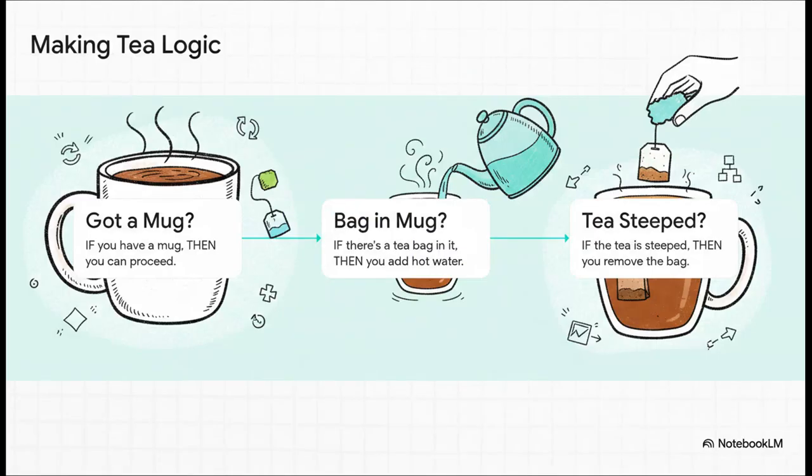And what's funny is we use this exact same logic all day long without even thinking about it, right? Making tea? If you have a mug, then you can start. If there's a tea bag in the mug, then you add hot water. If the tea is done steeping, then you take the bag out. It's just a totally natural, logical flow. The only real difference is that a computer can do this billions of times a second.